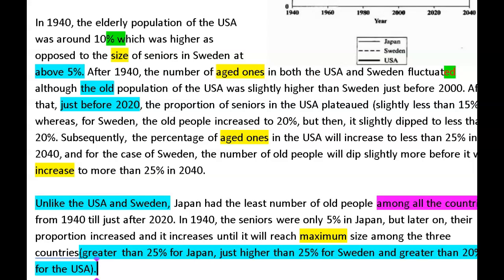Where is this point where it hits? It's closer to 2040 than it is 2020. Okay, just use your eyes. Where does the Japan line cross the other two? In 2035. Not what you said.